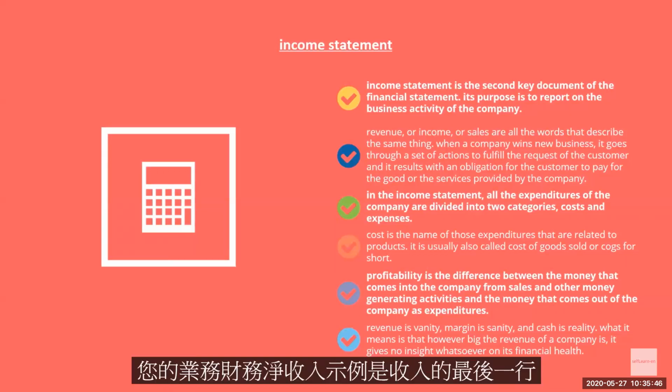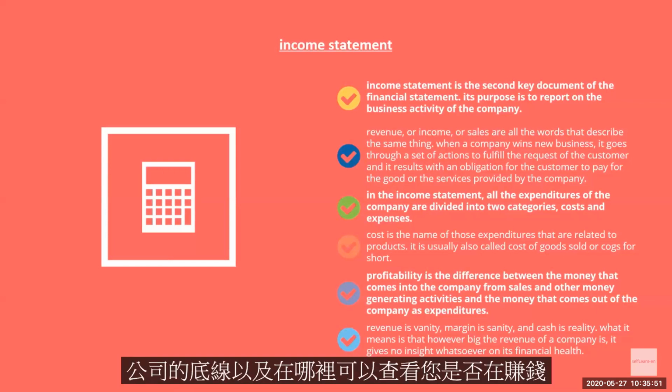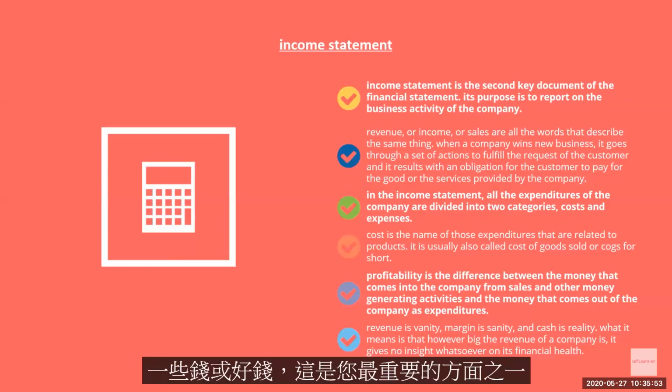Net income is the last line of the income statement, and as such, it earned the name of the bottom line. It is indeed the bottom line of your company, and where you can see if you're making any money, some money, or good money.